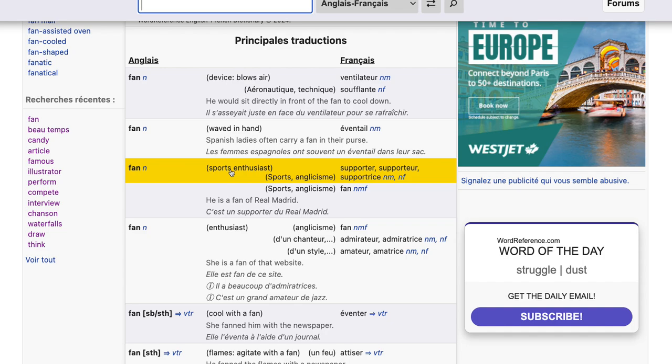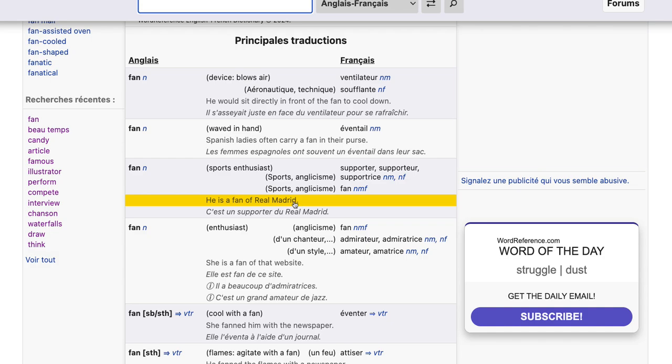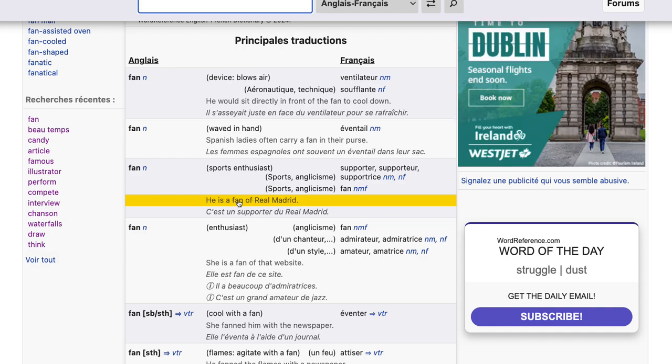If I think that's right, I go next to the sample phrases, and that's going to give me an example of how this word would be used in a sentence to make sure I'm using it in the same way. He is a fan of Real Madrid. Yes, that is a soccer team. So this is the same way I'm using fan.